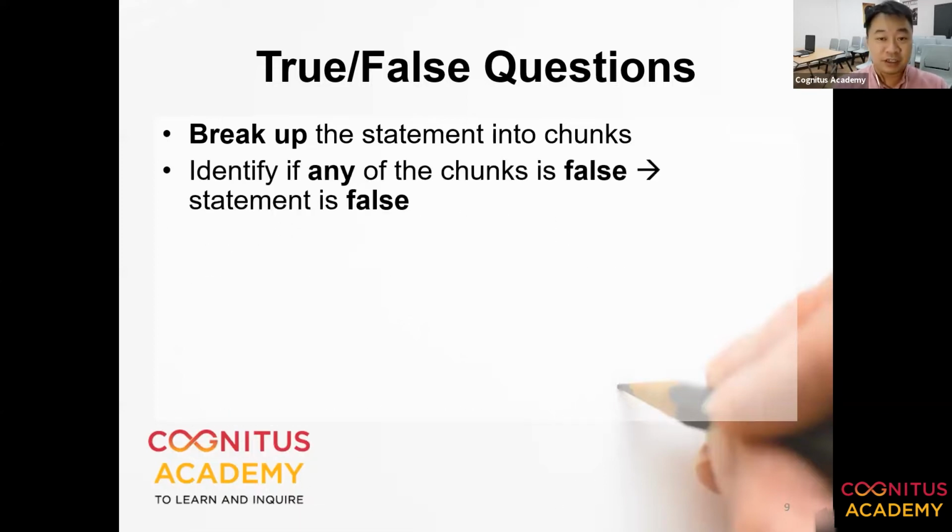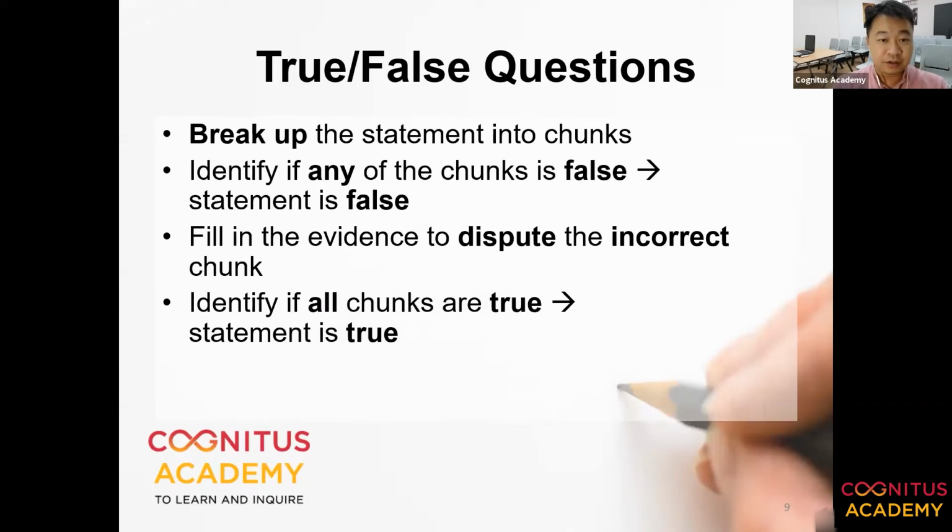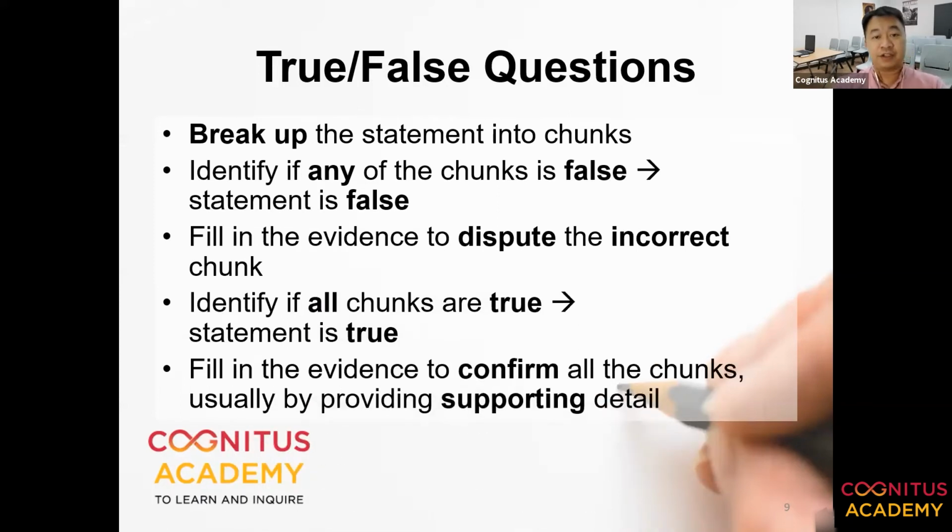So let me just bring this up first, right? The first thing we want to do is to break the sentence into chunks. Later, I'll show you how we do that. Once we have a few chunks, we need to pick out the chunk that is false in the context of the passage. If there is any chunk that is false, the statement is definitely false, right?